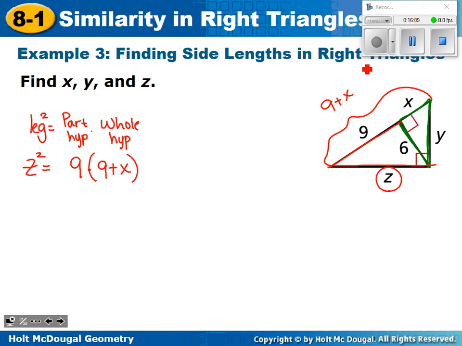We have two variables, right? So without using Pythagorean theorem, I can't solve for z first. I could do Pythagorean theorem, but again, I want us to practice these rules that we're learning today, so I'm not going to do Pythagorean theorem. So I'm going to stop right here.